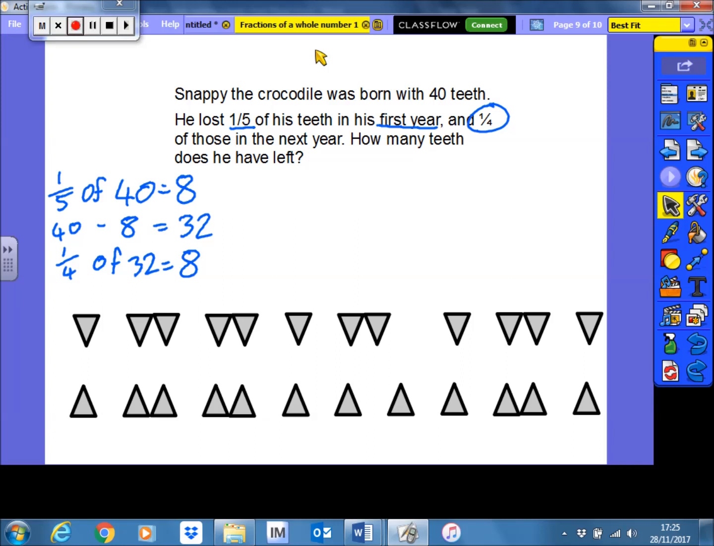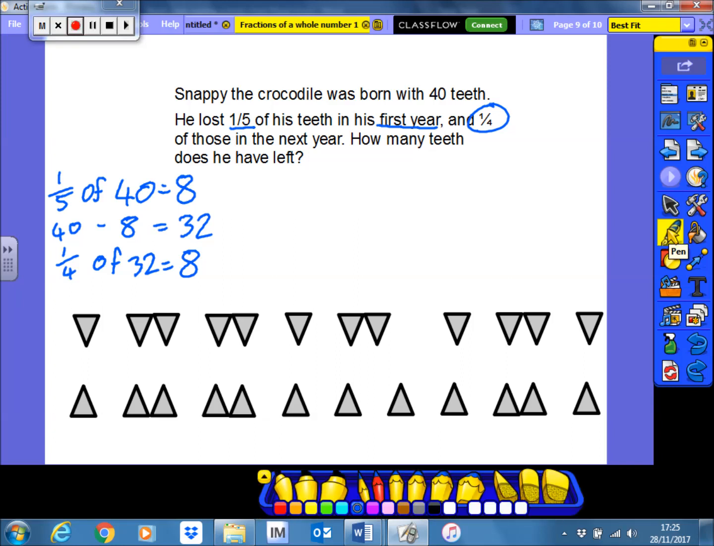So finally, we're going to do 32, take away those 8, and in the end, we can see he is left with 24 teeth. So we've had to use our knowledge of fractions and our knowledge of subtraction, and we've had to read and interpret the problem here. But we can see how fractions can be used to solve fairly complex problems.